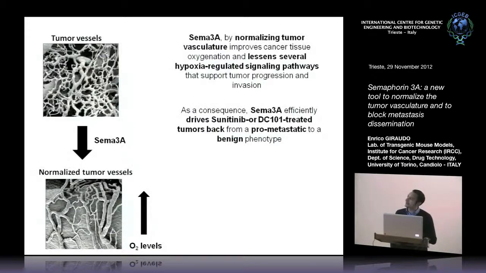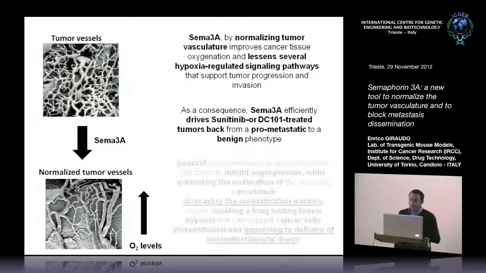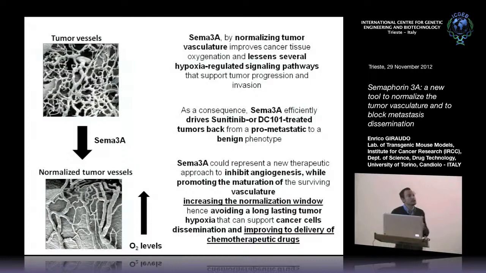To summarize this part, what we have shown so far is that CIMA-3A, by improving the vasculature in the tumor, is increasing the oxygen level, lessening several hypoxia-regulated signaling pathways that support tumor invasion. The consequence is that CIMA-3A is able to drive a tumor treated with an antiangiogenic compound back from a pro-metastatic to a benign phenotype, improving this therapy. We can suggest that CIMA-3A can be considered a new approach to inhibit angiogenesis. You don't have to take out all the vessels from the tumor. You have to normalize the vessels and in this way decrease tumor growth.